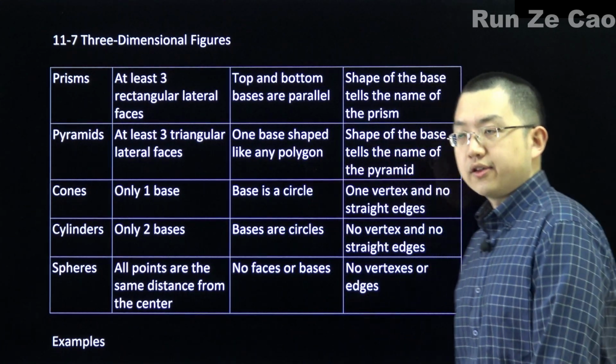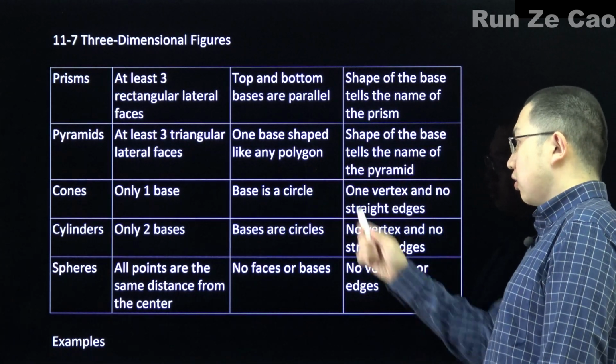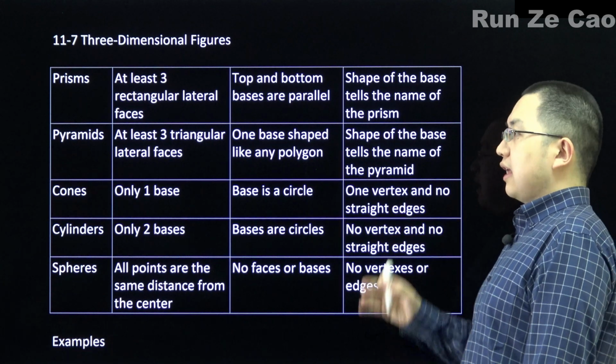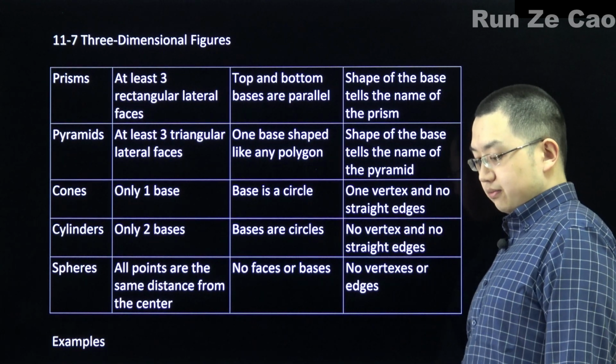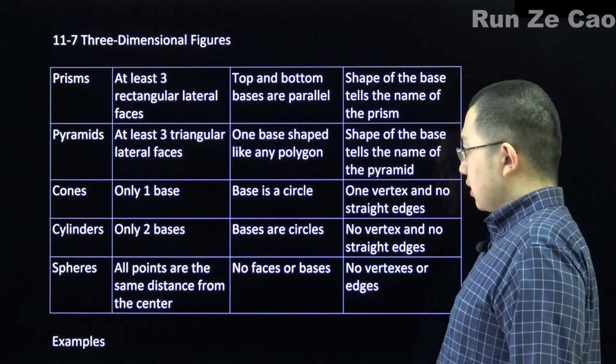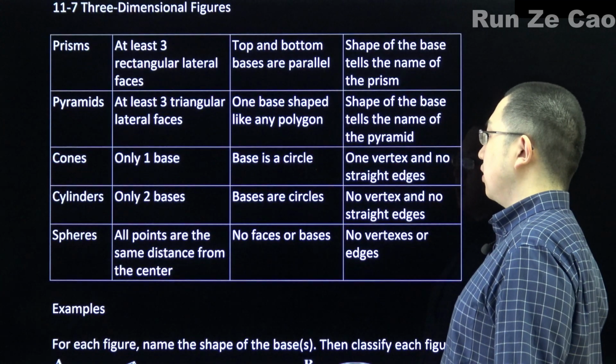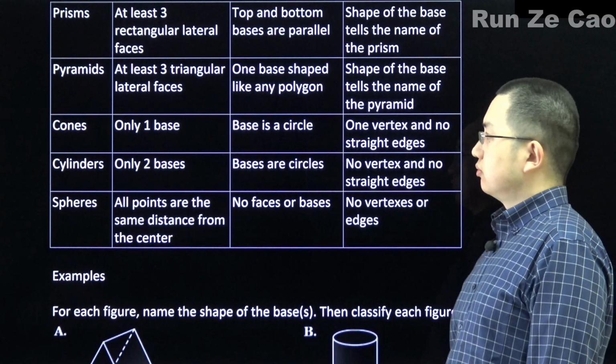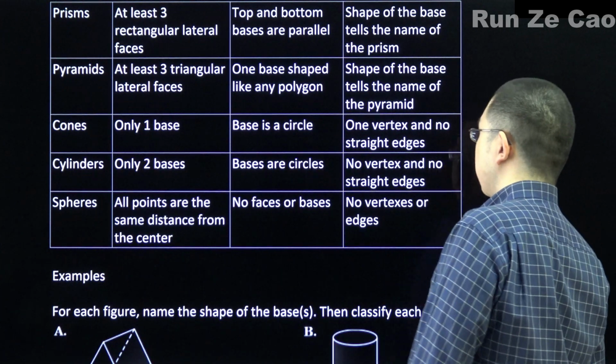A cone has only one base, and the base is a circle, and there is one vertex, and there are no straight edges. The one edge that you can find on a cone is a circle, so the circumference of the base.